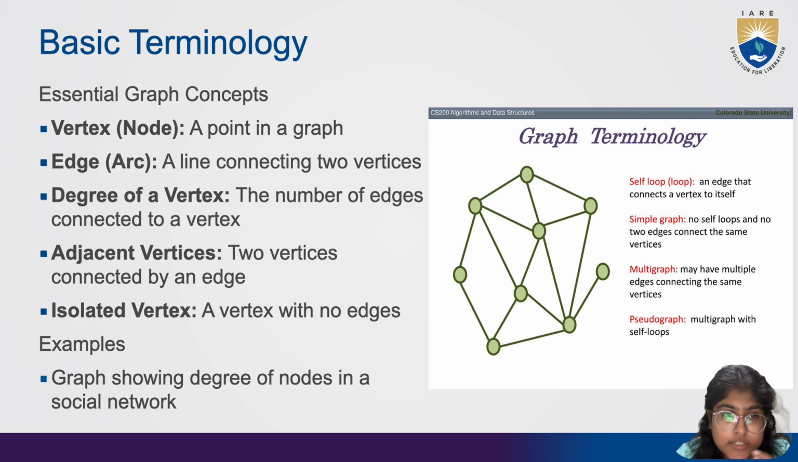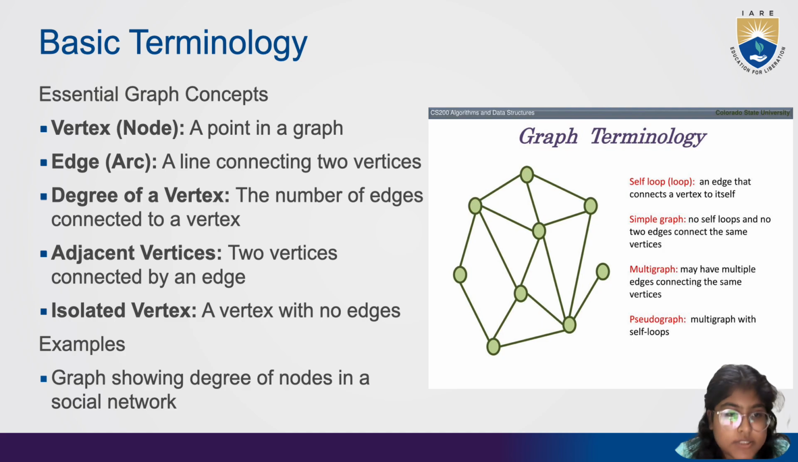Degree of a vertex, or simply deg(V), is basically the number of edges connected to a vertex. Adjacent vertices are two vertices connected by an edge. For example, in a city road network, intersections are vertices and roads are edges. If a crossroad has four connecting streets, its degree is 4. These fundamental terms help us analyze graphs mathematically.